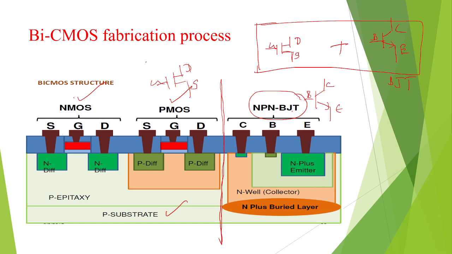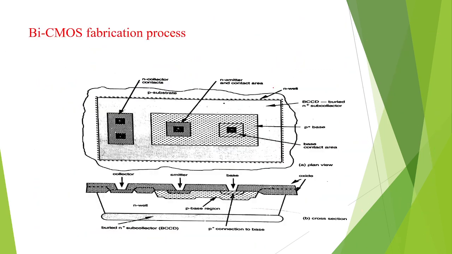The same thing you can observe here. This is an emitter, base, collector, and these are the source, gate, drain transistors. By using a single substrate you have designed them. This is the top view of only the bipolar transistor, which is not shown in the textbook. You can see the N plus buried layer, also named NL, that is named the collector. Again they inserted holes here, and that part is named the P plus base. And again they inserted electrons, that is named the emitter: emitter, base, collector.